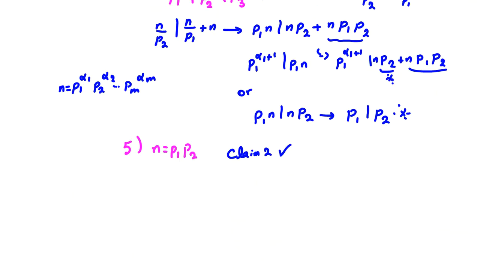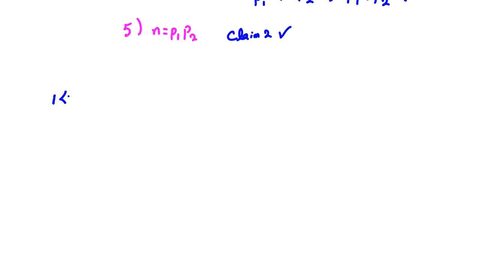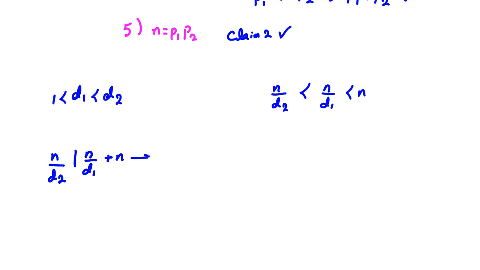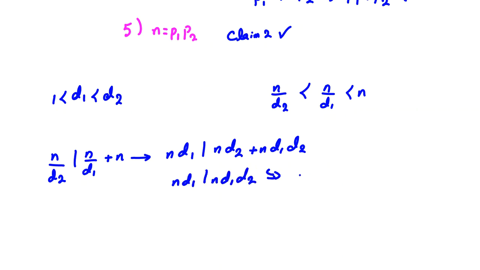Now that we've reached these things, if you want to write the solution here, we understood Gauss's idea is so useful. So we can say, okay, we consider 1, then D1, then D2. Then here we consider n over D1, n over D2. Then we say n over D2 divides n over D1 plus n. So if you multiply by D1D2, nD1 divides nD2 plus nD1D2. Now we know nD1 divides nD1D2. So if you subtract, nD1 divides nD2. So we conclude D1 divides D2. Okay?